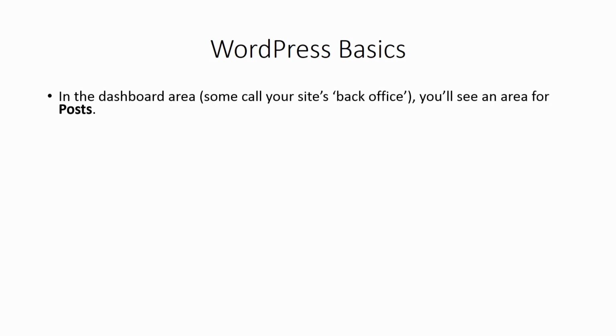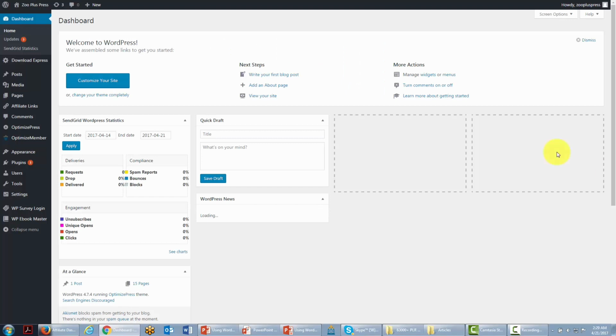posts. And in your dashboard area, you'll see it on the left-hand side menu. If you hover over it, you'll see that the posting section has all posts, add new post, categories, and tags within the sub menu.